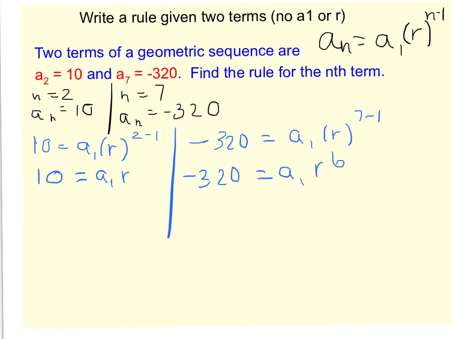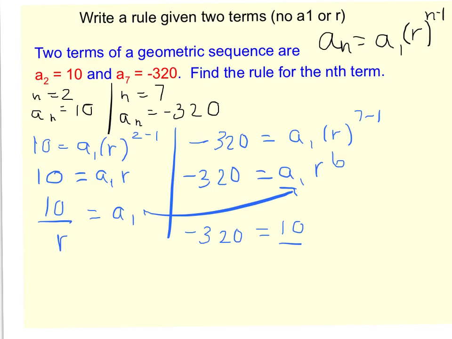Then it's just a substitution game. I could solve this one for a sub 1 and substitute it over here, or vice versa. I would recommend solving for a sub 1 in the equation with the smaller exponent on r, although it really does not matter. So if I do 10 divided by r equals a sub 1, I'm going to substitute that into the other equation. That gives me negative 320 equals 10 over r, substituting my a sub 1, times r to the 6th.